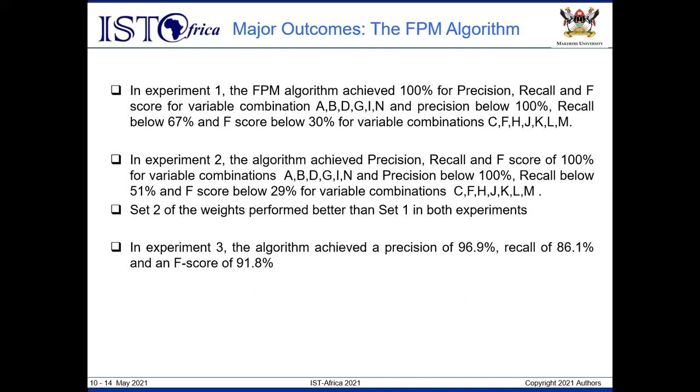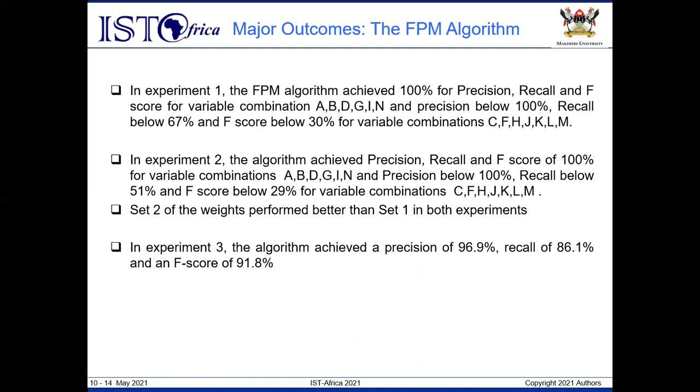So in experiment 1, the fuzzy patient matching algorithm achieved a precision, recall and F score of 100% for variable combination A, B, D, G, I, and N, and a precision below 100%, a recall below 67%, and an F score below 30% for the variable combination C, F, H, J, K, L, and M. In experiment 2, the algorithm achieved a precision, recall and F score of 100% for variable combinations A, B, D, G, I, and N, and precision below 100%, recall below 51%, and an F score below 29% for variable combinations C, F, H, J, K, L, and M.